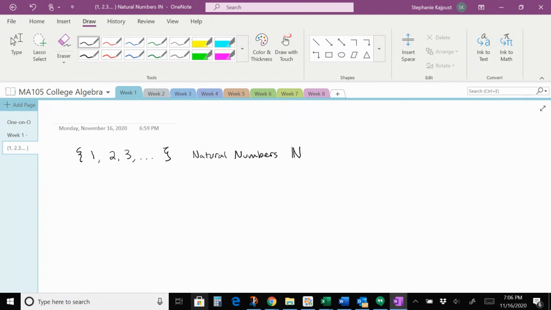Now, historically, people started counting with 1. 0 did not actually exist for quite a while. And so when we start adding in 0 and an understanding of what 0 is, that's where we start getting whole numbers. So when you add in 0 and you start counting from 0, that gives us the set of whole numbers. And our text uses a W symbol for it.